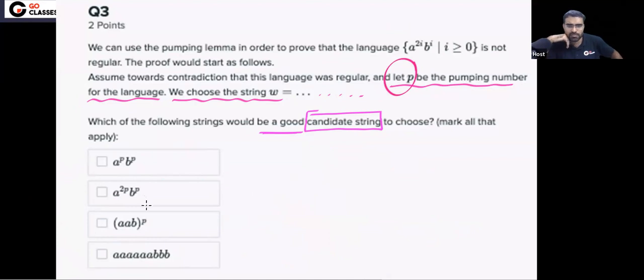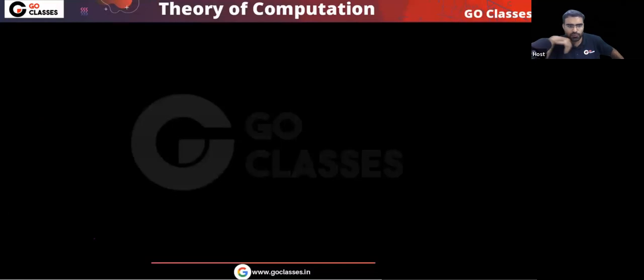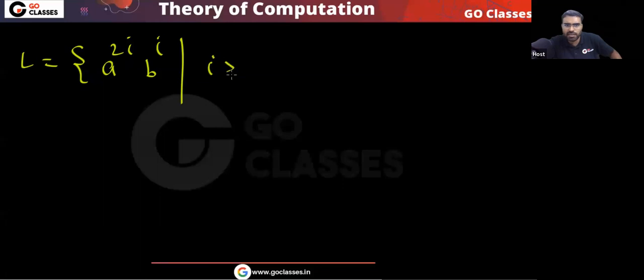This language is A power 2I, B power I. First of all, understand the language before solving the question. A power 2I, B power I, where I is greater than or equal to 0. Tell me the strings in the language. If I take I equal to 0, I get A power 0, B power 0, that is the empty string.